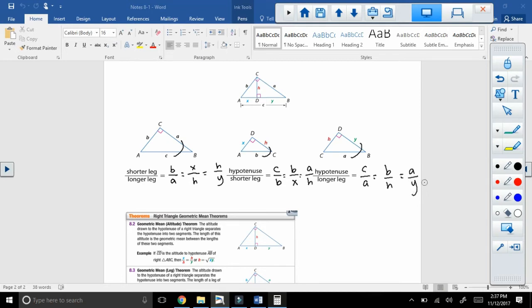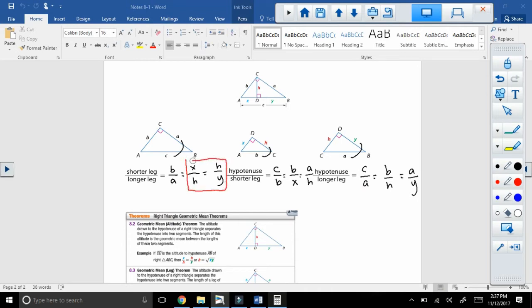So you may be wondering why this is tied in with geometric mean, and it's because we can actually use these shortcuts, and instead of having to think about this stuff every time and draw them out separately every time, we can use these special ratios to figure out some of these problems when the triangle looks like this.